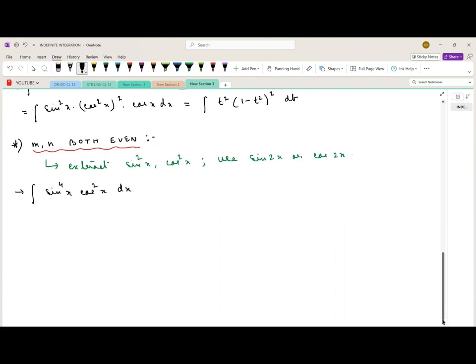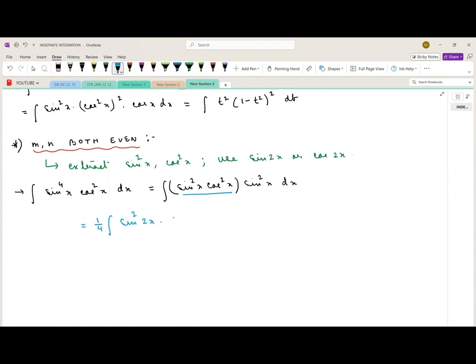So, as I said, try to extract the sine square x's and the cos square x's from this. First, we will manipulate the integral like this. From sine 4x, I take sine square x, pair it up with cos square x, and leave one sine square x outside. As soon as you do this, this portion reduces to the first type that we have done. That means if you manipulate it, then this will become sine square 2x.